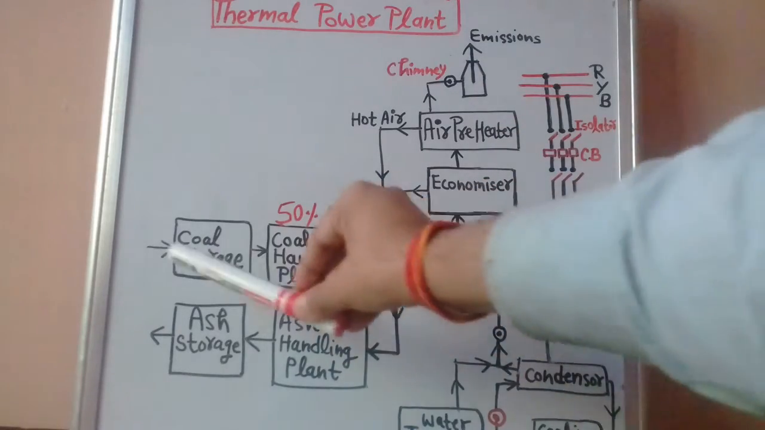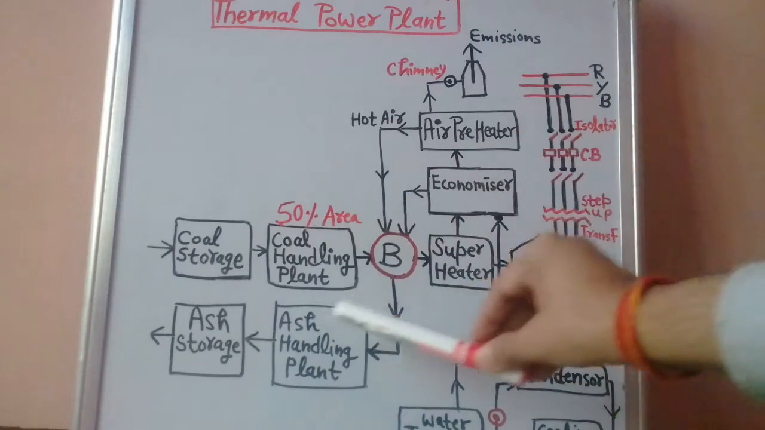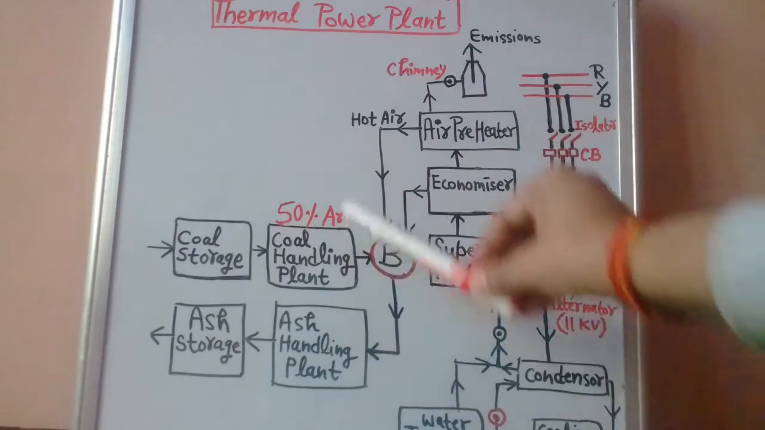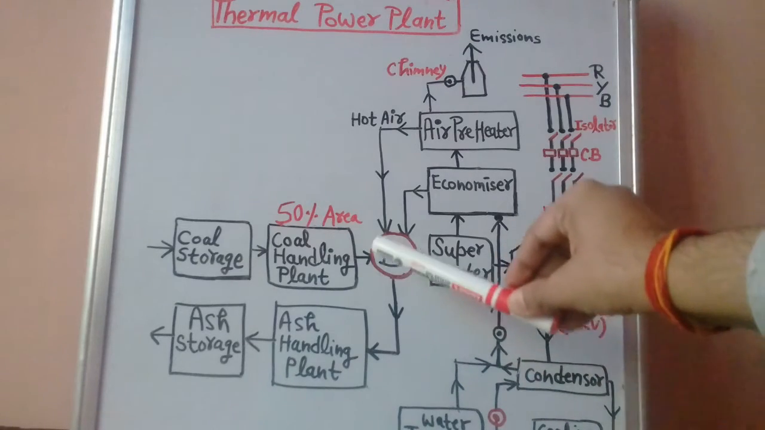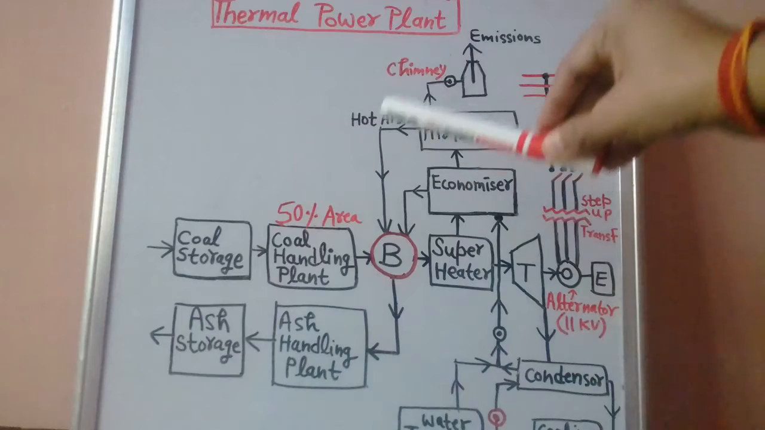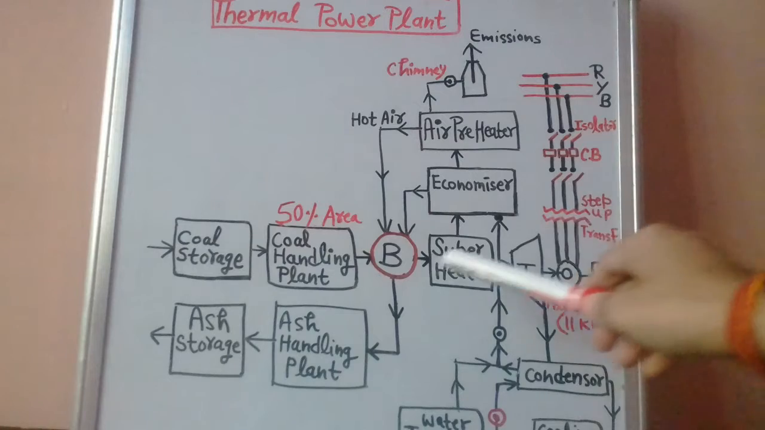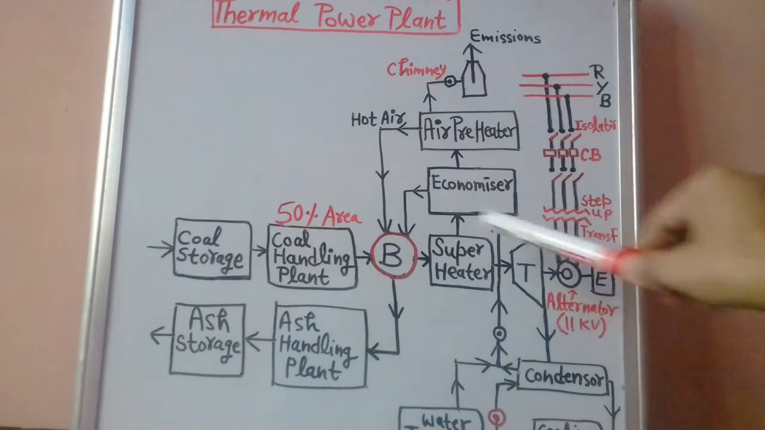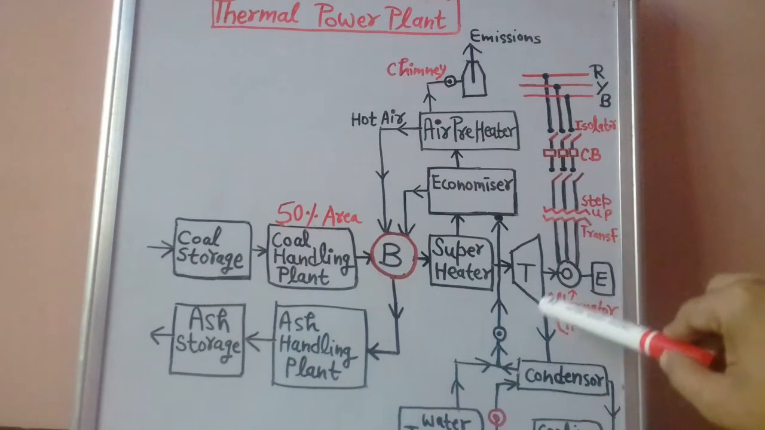This is the coal storage. This is the coal handling plant. 50% of the area is being occupied by the coal handling plant itself. Capital B here is representing the boiler. And this is the superheater, as you're watching here. This capital T represents the turbine.